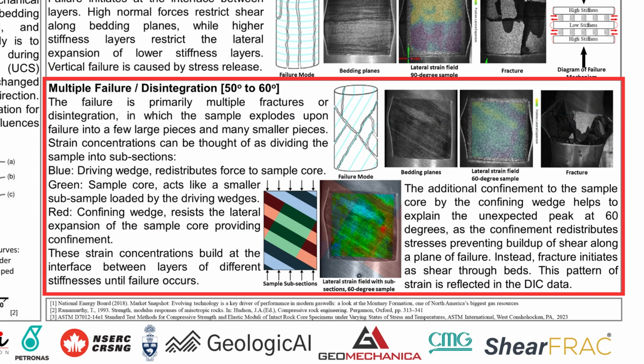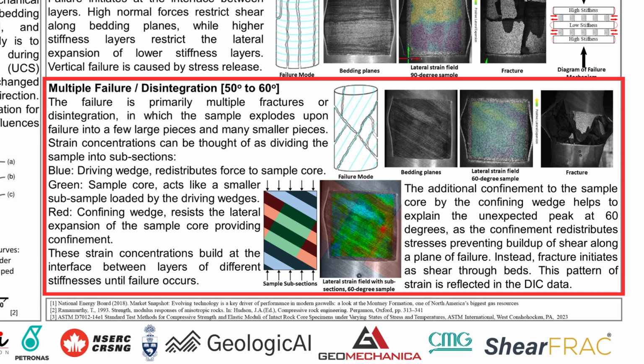The final failure mode that we'll talk about today is multiple fracture or disintegration, which occurs in the 50 to 60 degree samples. This failure mode is primarily through multiple fracturing or disintegration, in which the sample explodes upon failure into a few larger pieces and many smaller pieces. If we look at the DIC data, we can see that there are distinct lines which occur not only parallel to the bedding planes, but also perpendicular to the bedding planes, and these can be thought of as dividing the sample into several subsections.